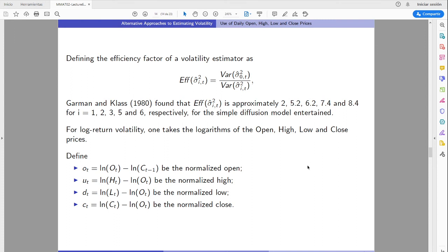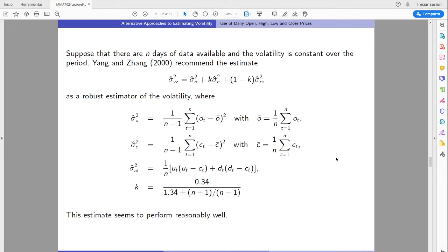So for logarithm volatility, one should take the logarithm of these prices: open, high, low, and close. And so let's suppose there are n days of data available and the volatility is constant over a period. Yang and Zhang recommend this estimate here as a very robust estimator, where the coefficients go as follows.